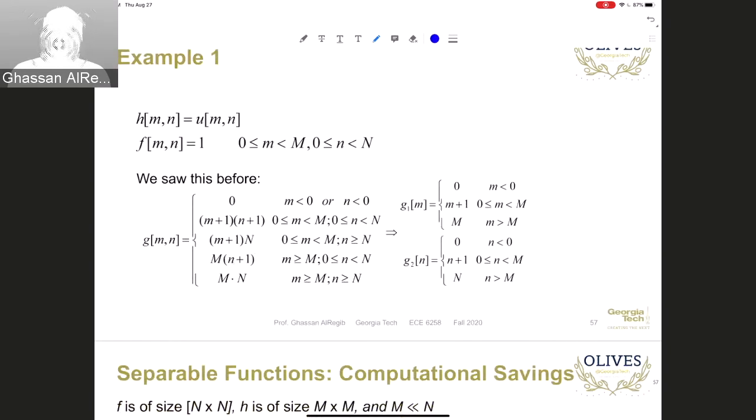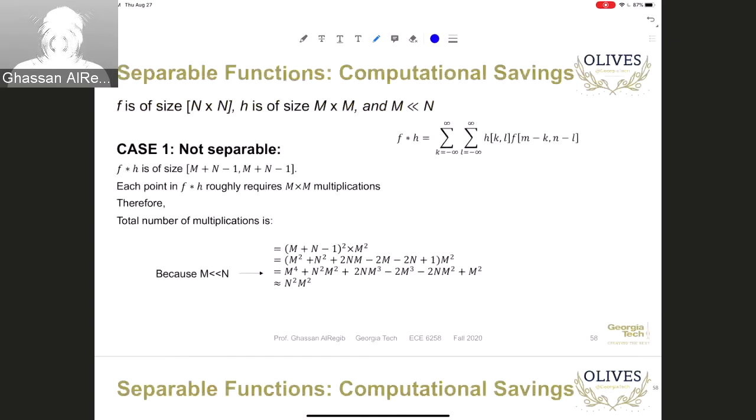Now, to the previous example that we had, if you remember, our F was equal to 1 within a support region controlled by M minus 1 and N minus 1, and we have the unit sample function U of M and N as our operator. If you think about it, both F and H are really separable. In that case, instead of doing this whole operation that we had done before, you can simply do it in two one-dimensional convolutions, and that will give you G1 and G2. The product between G1 and G2 will give you G of M and N. And you can try it not even by hand, just in MATLAB or in Python. So all of this is for the computational savings.